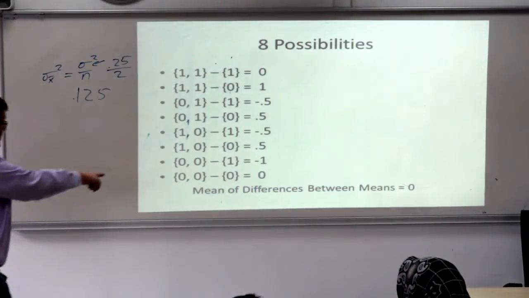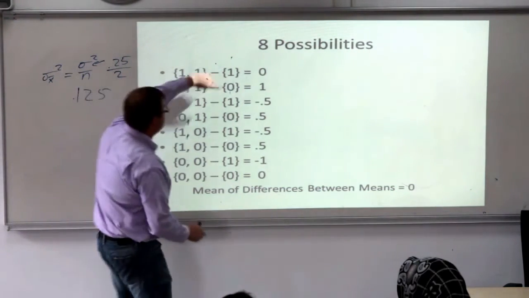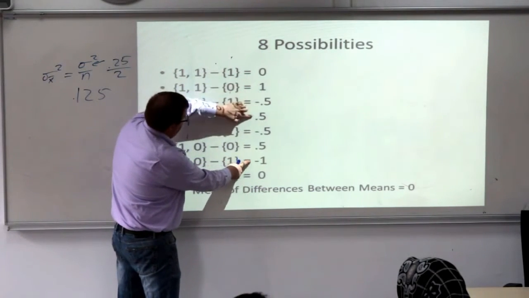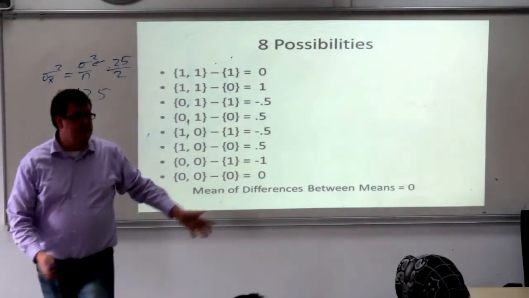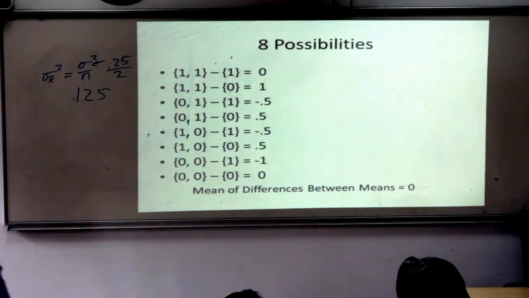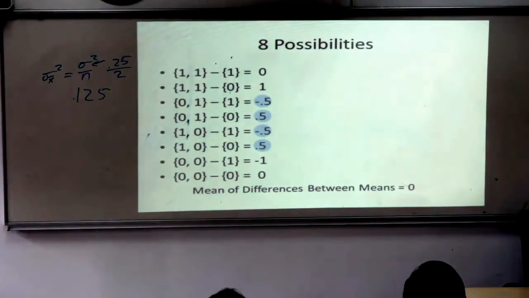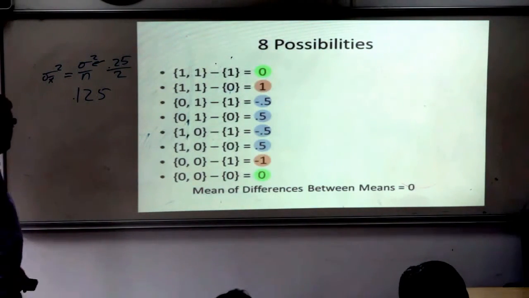Now again, the mean of the differences between the means is 0. Zeros aren't going to factor in, but let's make sure. So 1 balances out with negative 1, and we have 2 positive 0.5s balancing out with 2 negative 0.5s. So our mean of the differences between means is 0. So we've got 4 that are 0.5 away. We have 2 that are 0 away, and 2 that are 1 away.